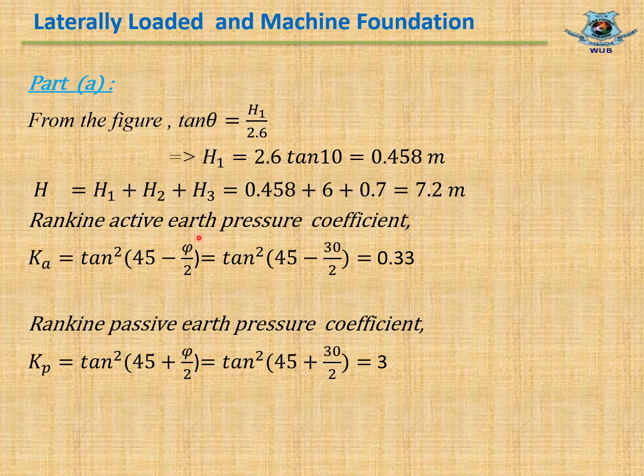Now Rankine active earth pressure coefficient Ka equal to tan square (45 minus phi by 2) equal to 0.33. Here phi equal to 30 degree. Now Rankine passive earth pressure coefficient Kp equal to tan square (45 plus phi by 2) equal to 3.